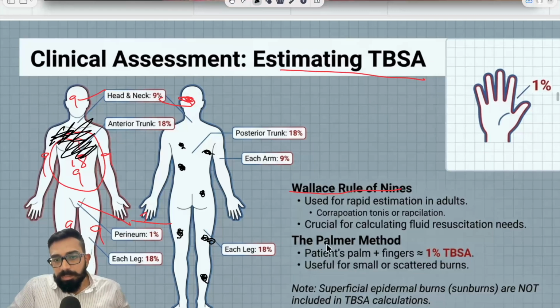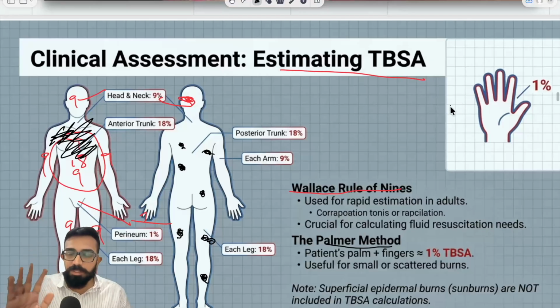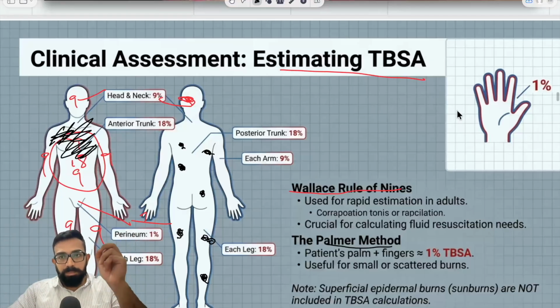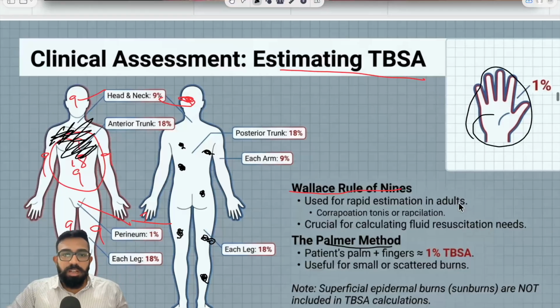For that, there is something called the Palmar method. The patient's palm, not your palm, the patient's palm. You may be a 6'6" surgeon with very big palms, or a very small person with small palms. We take the patient's palm along with the fingers and consider that 1%. Compare it with the patient's skin, see how much of the skin is burned, and then calculate the TBSA. So one palm is equal to 1%.